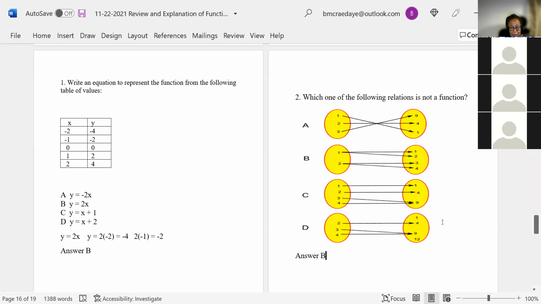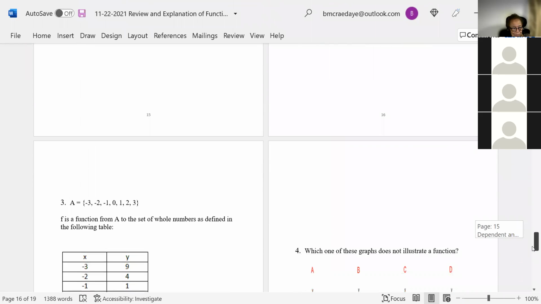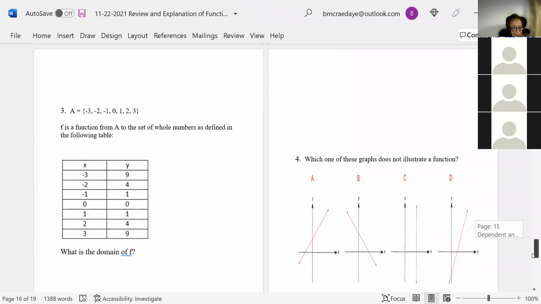And notice now your 1 here and your 12 didn't have anything mapped to it. Those are Y's, so that doesn't matter. So that does not take it not being a function, because every Y doesn't have to map to an X, but every X must map to a single Y. Okay. All right.